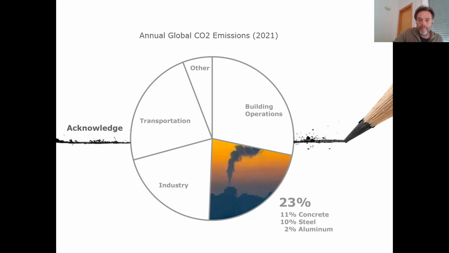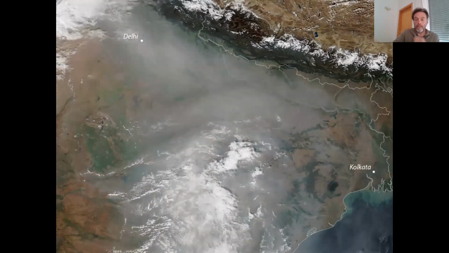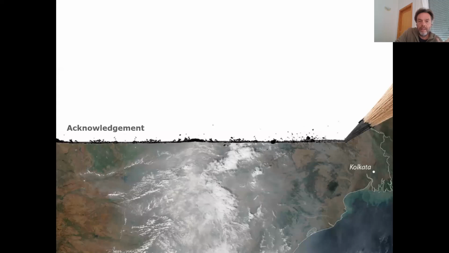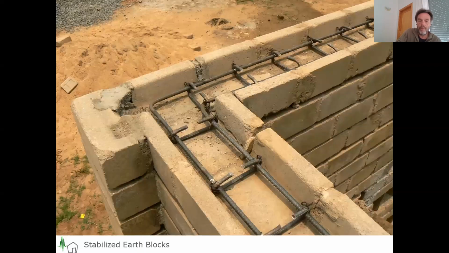So what we should do is promote natural materials, promote traditional techniques more as well. So like I said, I've given this not so long ago in India. I've shown them this picture where this is the air pollution due to all kinds of exhaust. The thing here is that the technological strategy, like I already explained, validation of solutions, that's one thing. But the promotion of nature-based solution is also going to help here. So I'm very much in favor of these techniques.